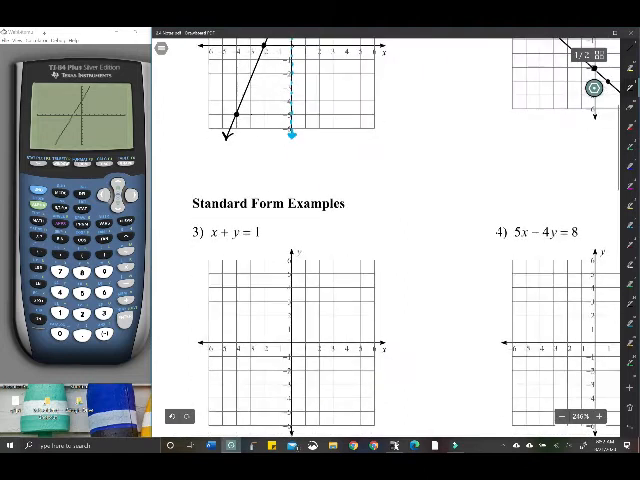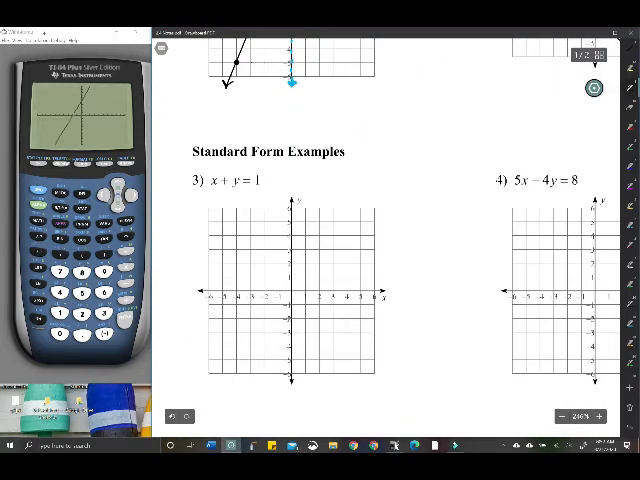Standard form examples. For standard form, there are different ways to do this. I would recommend you try to solve into slope-intercept form. I'll show you another method later. But try to solve into slope-intercept form. That just means we're going to solve for y.